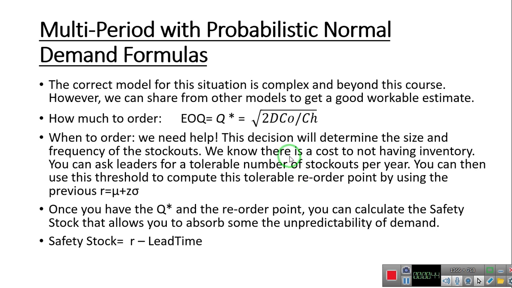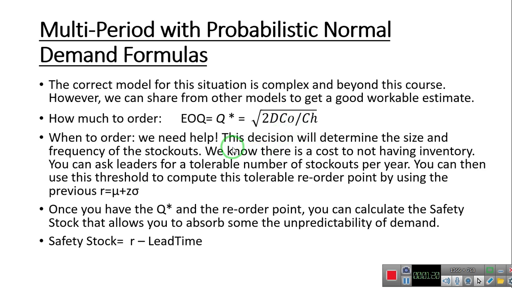Unfortunately, the correct model for this situation is very, very complex. It's beyond scope. We're not going to see the best model for this situation, but we're going to use an approximation that is very, very good. And to do that, we're going to share bits and pieces from other models. We're going to start with the how much to order question, the EOQ Q star. We're going to use the basic formula from the very first model, which is the square root of 2 times demand times the cost of ordering divided by the cost of holding.